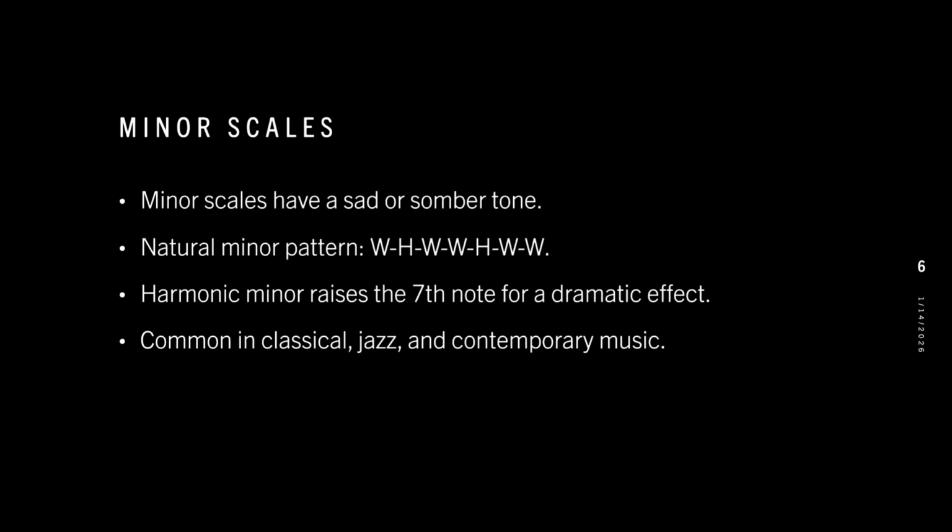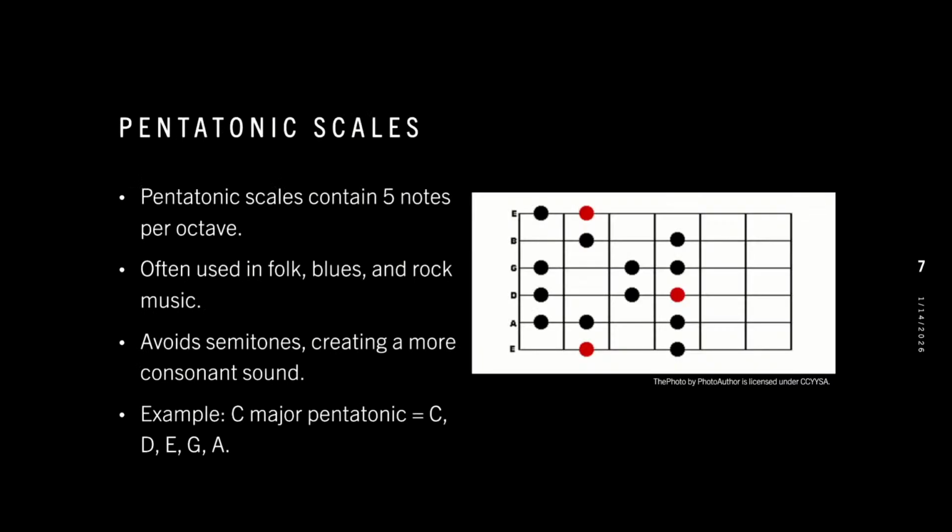Okay, so pentatonic scales are 5-note scales, unlike the 7-note major and minor scales. They are very common in folk, blues, rock, and world music. One reason pentatonic scales are popular is that they avoid semitones, which makes them sound very consonant and harmonious. This also makes them easier to use for improvisation, as it's harder to hit a dissonant note.